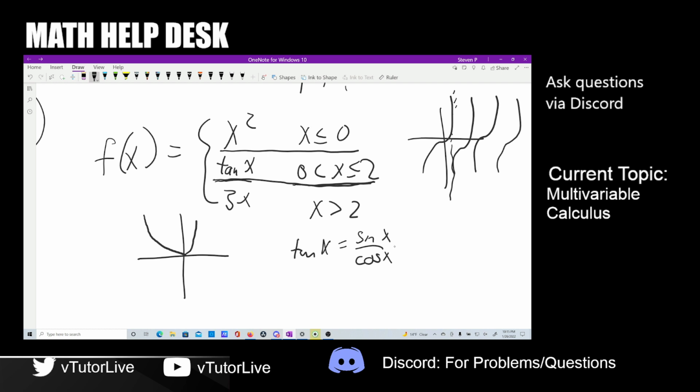And to remind ourselves, when that happens, that's whenever cosine is equal to 0. So I'm going to use the term again, blows up, whenever cosine of x is equal to 0. So that's x is equal to pi over 2, 3 pi over 2, etc. And as it so happens, pi over 2 is indeed within the bounds of 0 to 2. So this is indeed going to blow up to an asymptote.